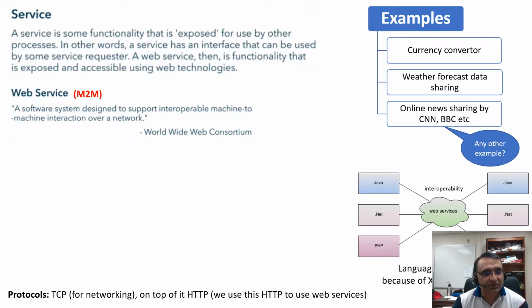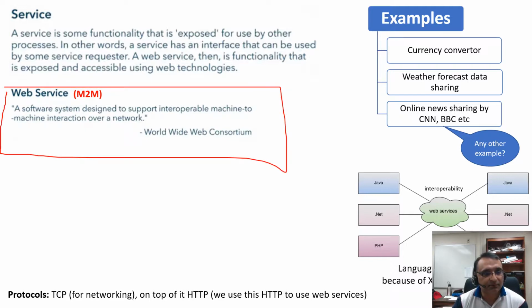What is a web service? Web service is, of course, a software system designed to support interoperable machine-to-machine operations or interaction over a network. Okay, so you have one machine that wants to communicate with another machine to get data. What is the example of such kind of arrangement? For example, currency conversion. You want to show currency conversion on your website.